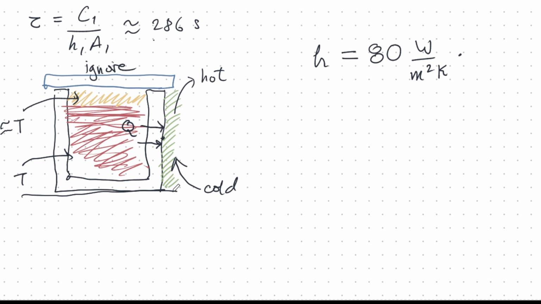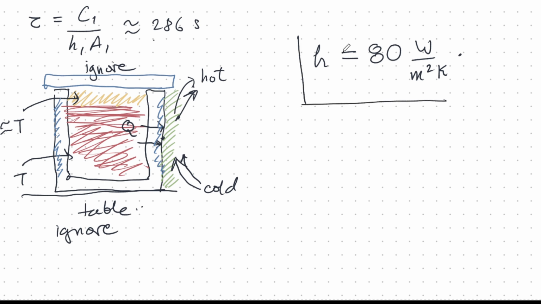And likewise here, I have the table. And because I have the table, I don't have this effect of cold air coming in and becoming hot and then taking away the heat by convection. And so I will also ignore this area here. So now you see why I have taken the lateral area only, like here and here, you see. Okay, so let's fix H to be 80 watts per meter squared Kelvin. That gives me the best results.